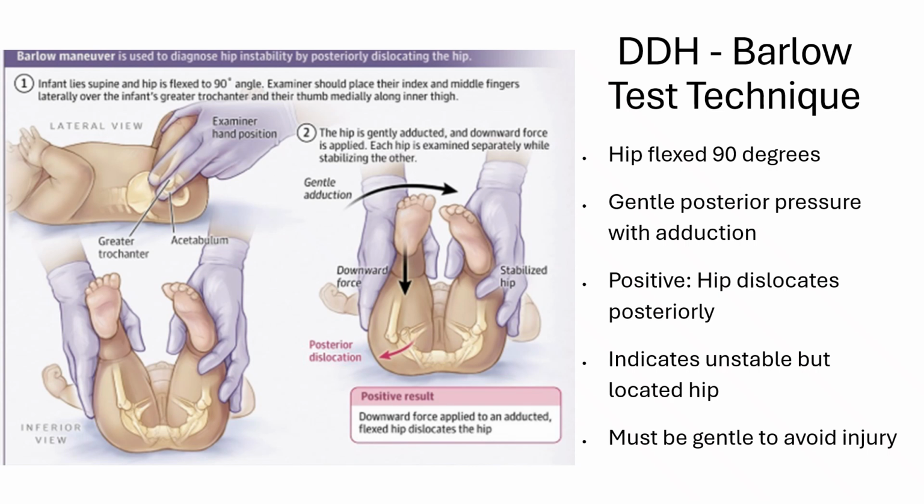Think of this as asking the hip joint a question about its stability rather than forcing it to demonstrate problems. The test indicates an unstable but currently located hip that requires intervention to prevent progression to complete dislocation.